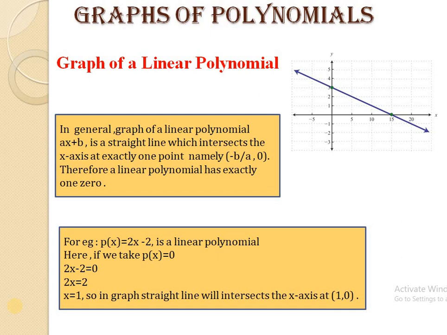For example, if p(x) equals 2x minus 2, which is obviously a linear polynomial, if we take p(x) equals 0, we get 2x minus 2 equals 0. 2x equals 2, therefore x equals 1. So in the graph, the straight line will intersect the x-axis at one zero.